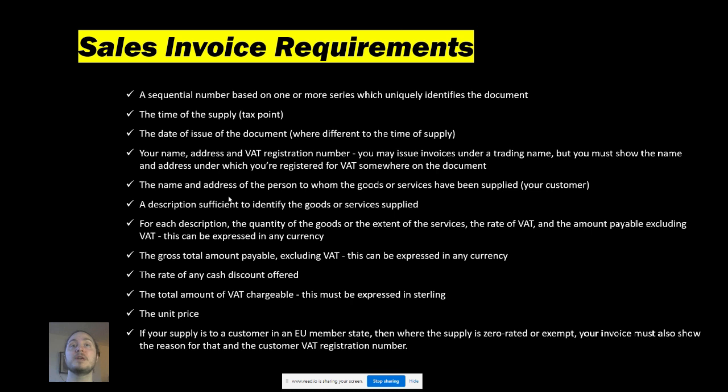Next, we're going to be looking at the requirements for your sales invoice. So if you are VAT registered, obviously you're going to have to follow some requirements when you issue a sales invoice. They're not overly complicated, and generally most software does meet all those requirements. So I'm just going to run through them very, very quickly. A sequential serial number of your invoice. It doesn't matter where you start, how you start, but it has to be sequential, and it has to follow a sequence. There has to be a time of supply, a tax point, the date of the invoice most of the time. The date of issue of the document, if different from the date of the invoice.